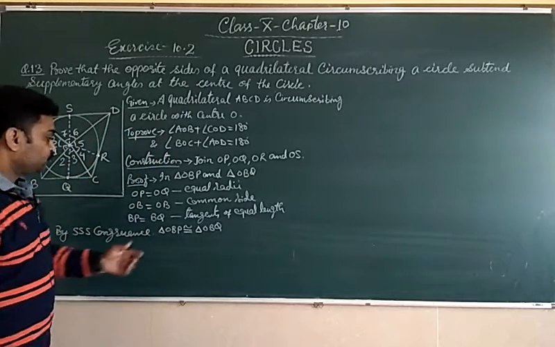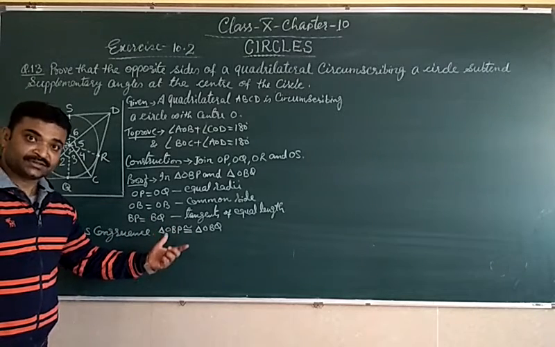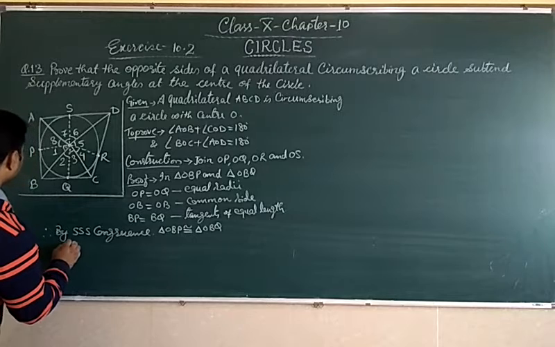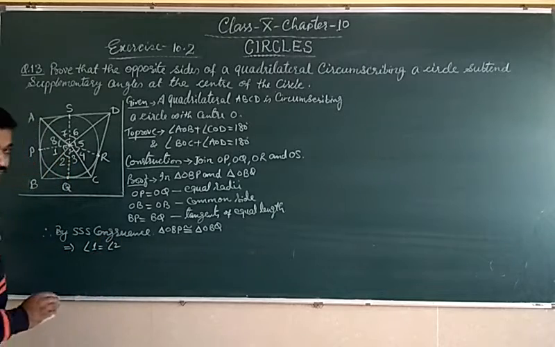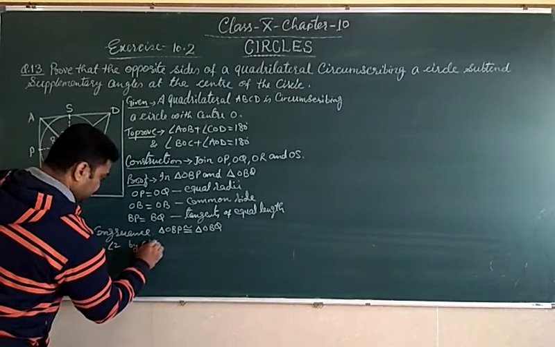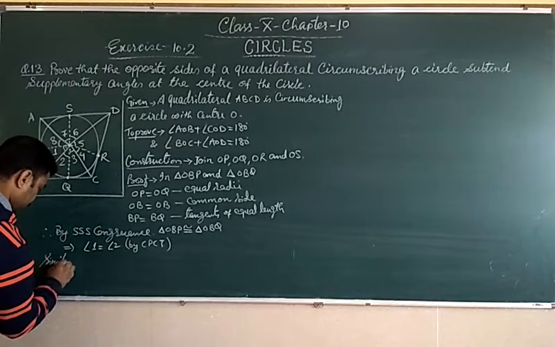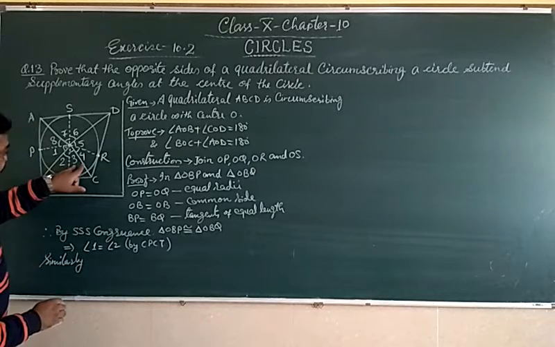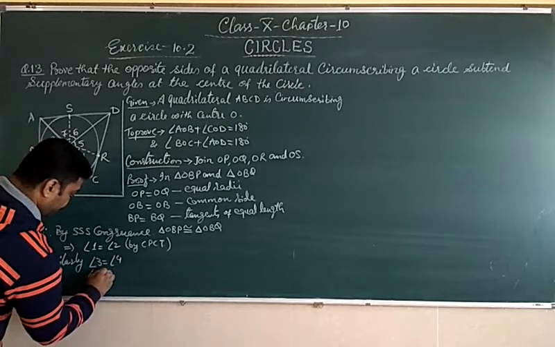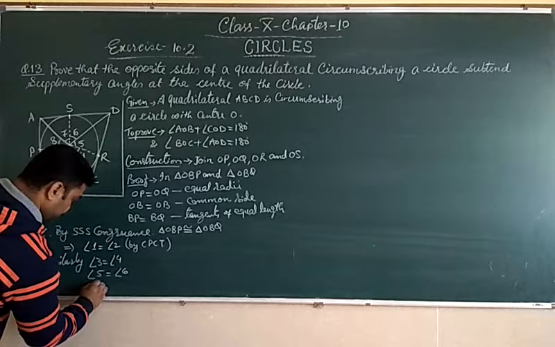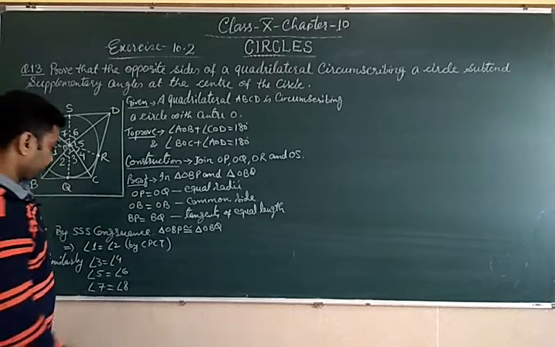When two triangles are congruent, then the corresponding parts of these two congruent triangles will be equal. This implies angle 1 is equal to angle 2 by CPCT. Clear? Similarly, we can prove angle 3 is equal to angle 4, angle 5 is equal to angle 6 and angle 7 is equal to angle 8. Clear?